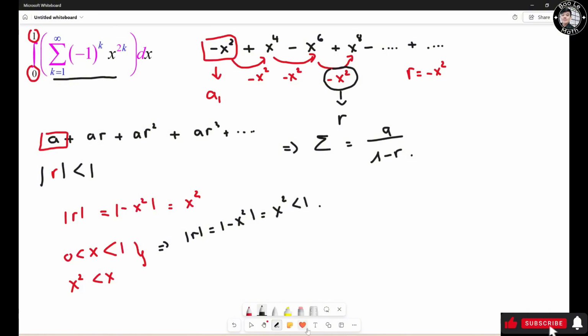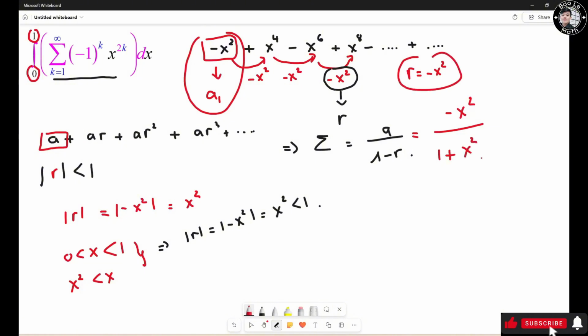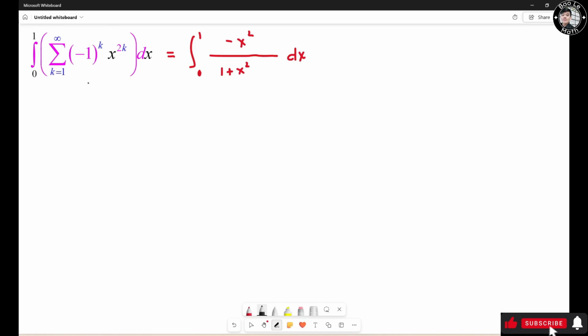So we can apply this formula right here. The sum is going to be the first term, which is negative s squared, over 1 minus the common ratio. The common ratio equals this one right here, so it turns out to be plus s squared. So this integral becomes the integral from 0 to 1 of negative s squared over 1 plus s squared ds.